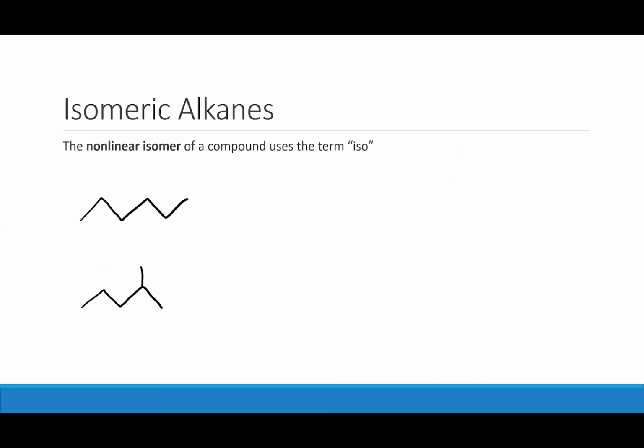Similarly, here's a structure that has 1, 2, 3, 4, 5, 6 carbons. This is hexane. And this one has 1, 2, 3, 4, 5, 6 carbons, but rearranged. So we could call it isohexane.